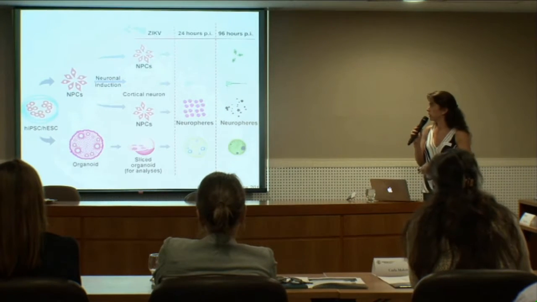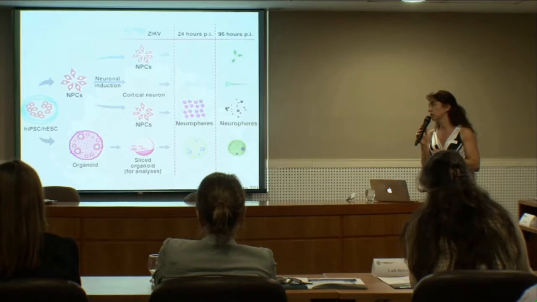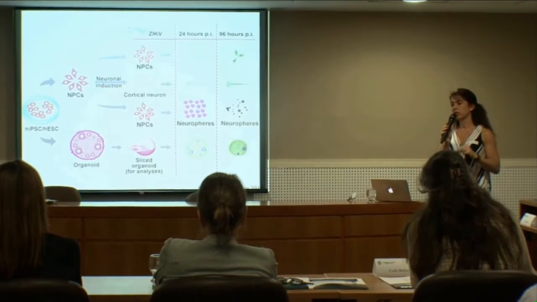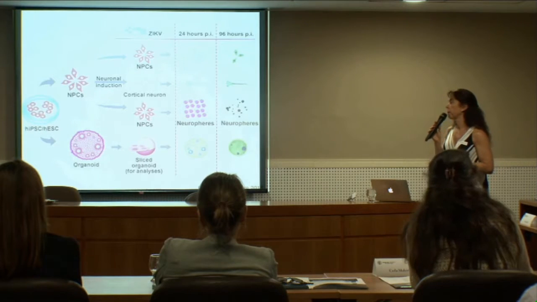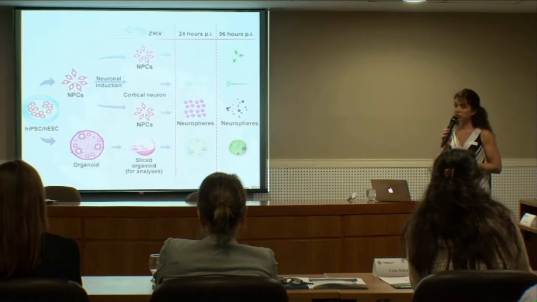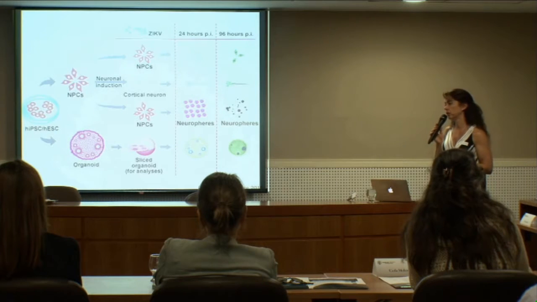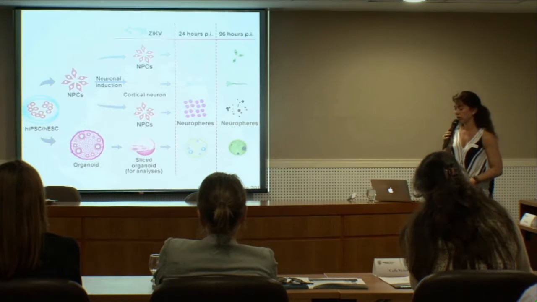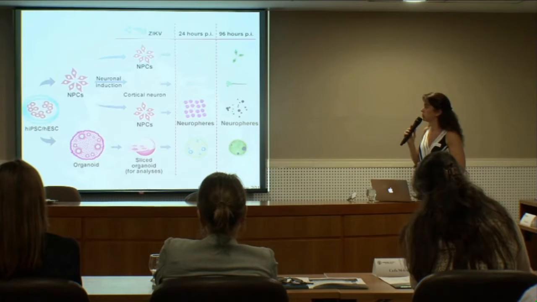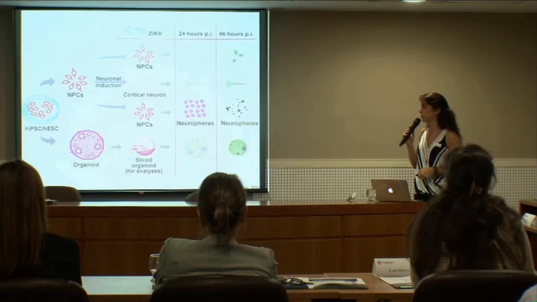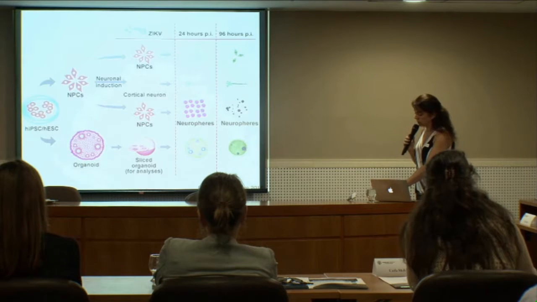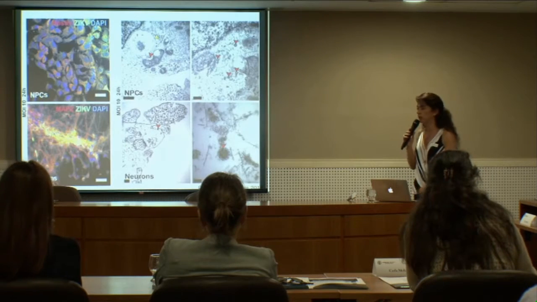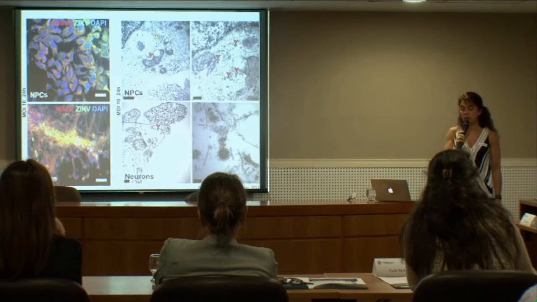So this is the experimental design, and in this work we used the Brazilian strain. We were the first group using the Brazilian strain at this point. We also used the African strain, and the yellow fever virus, which is another flavivirus. We did the infections using NPCs, neurons, and neurospheres, which are NPCs in a 3D model, and we also used brain organoids to see the behavior of the virus in these CNS cells.